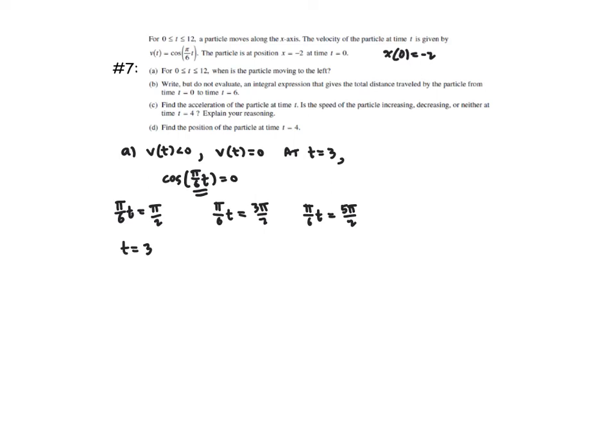Okay, where else? If I multiply by 6 over pi, I get 18 over 2, which is 9. Okay, t equals 9. And then this third one, it looks like I would get t equals 30 over 2, which is 15. Now, I don't need that. This value is irrelevant to me, because it doesn't fall in that interval. So I know that v of t equals 0 at t equals 3 and t equals 9. So on the interval from 0 to 12, v of t equals 0 at 3 and at 9.